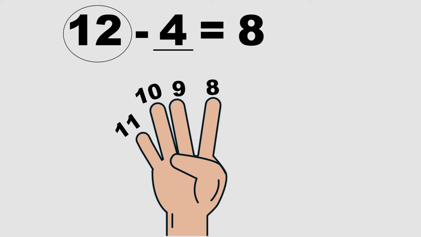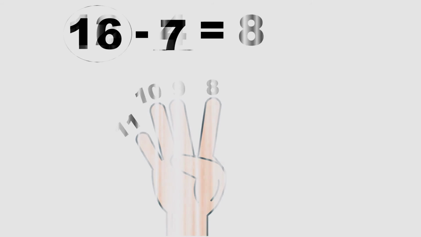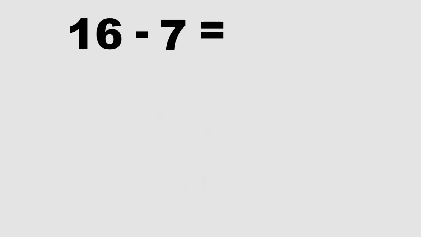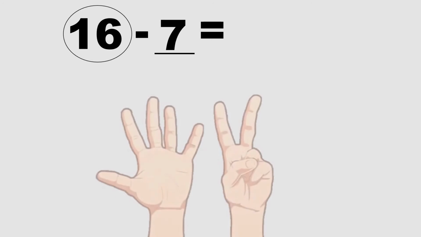Now let us see some more examples. 16 minus 7. So which is the bigger number? Yes, 16. And which is the smaller number? 7. So the number 16 keep in mind and 7 in hand. We have to keep 7 fingers.